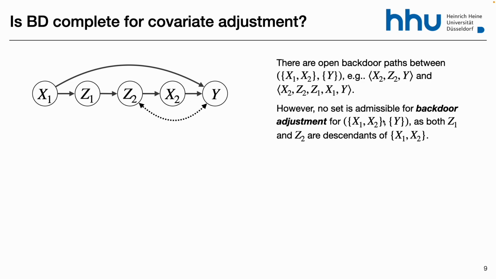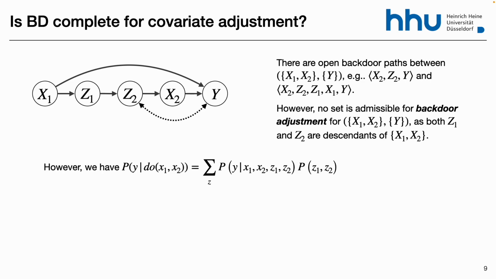If we try to find a set through backdoor adjustment, we cannot, because Z1 and Z2 are both descendants of X1. So there's no way to block without using those variables. So there is no solution using backdoor adjustment. However, we will actually have that Z1 and Z2 is admissible for adjustment. I won't do the derivation for this one. You can check on Fusion.